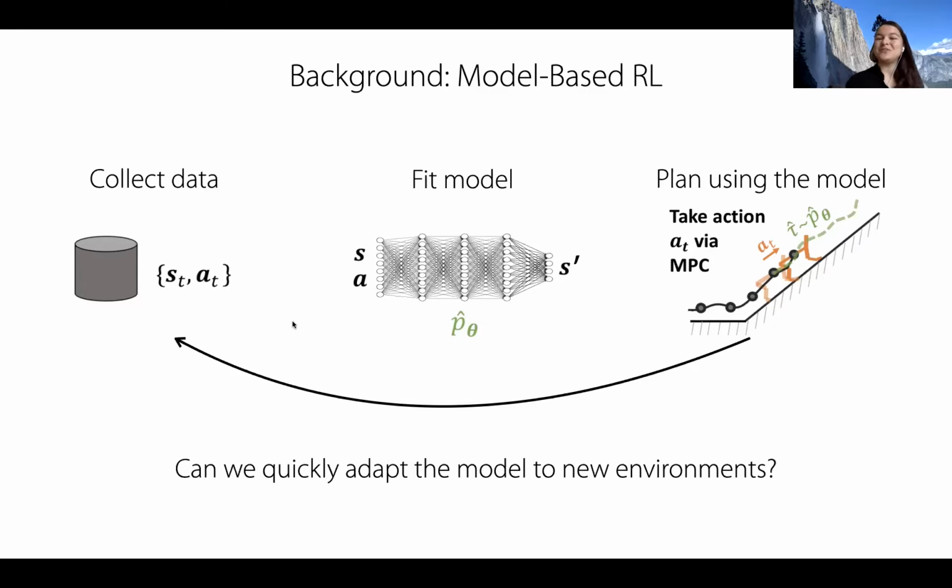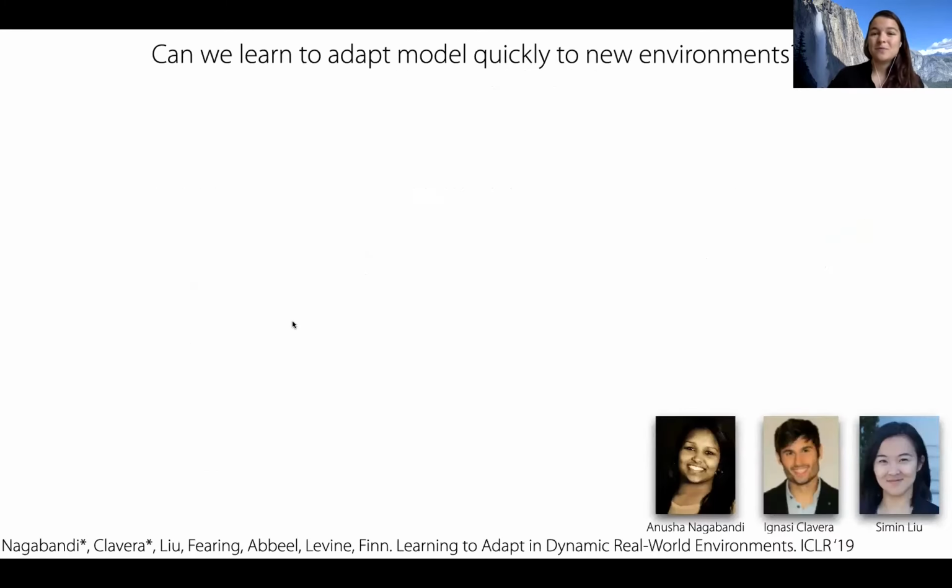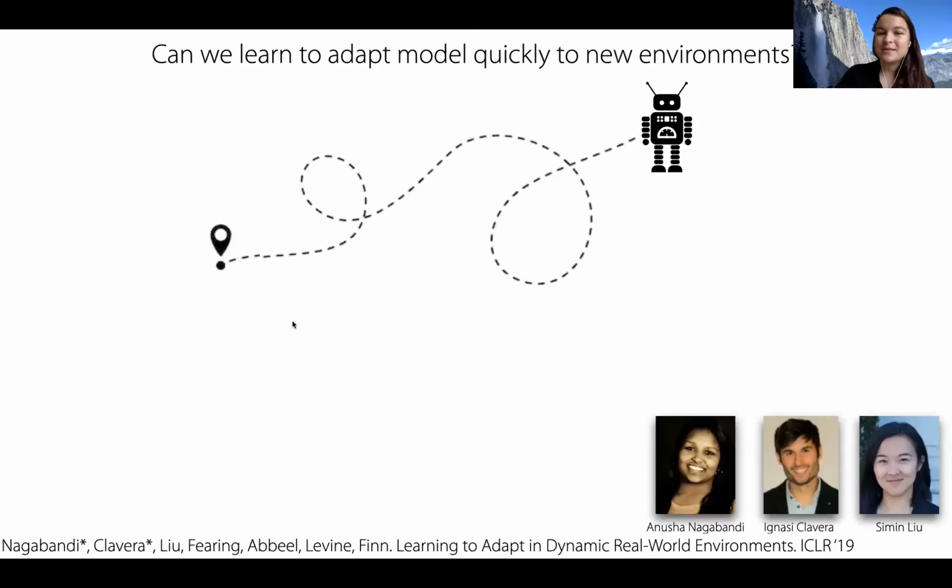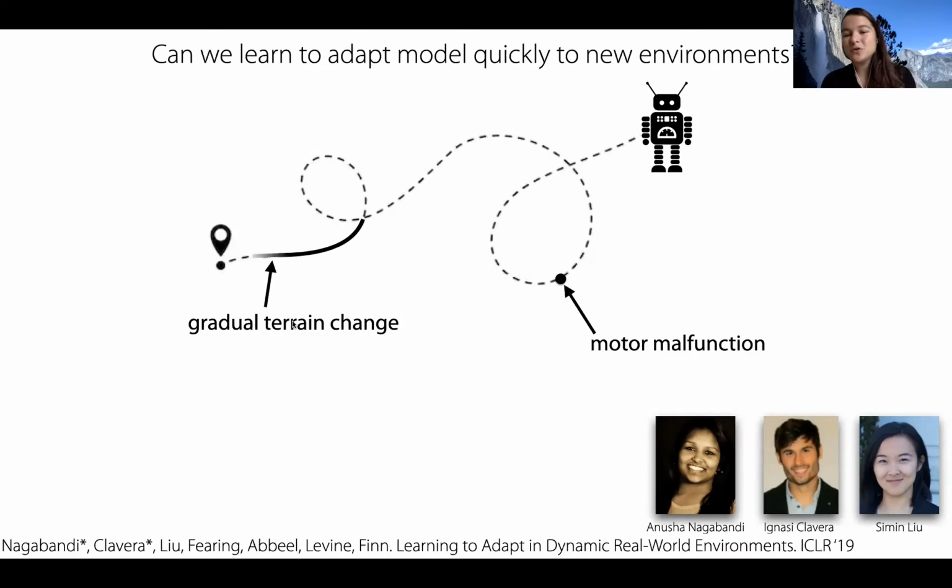However, there are situations where your dynamics might actually be changing, potentially even in real time. So for example, we might be considering a robot that is traversing through its environment, where there might be changes in the terrain, or there might be a motor malfunction, and we want it to be able to adapt to each of these things that it encounters over the course of its experience.